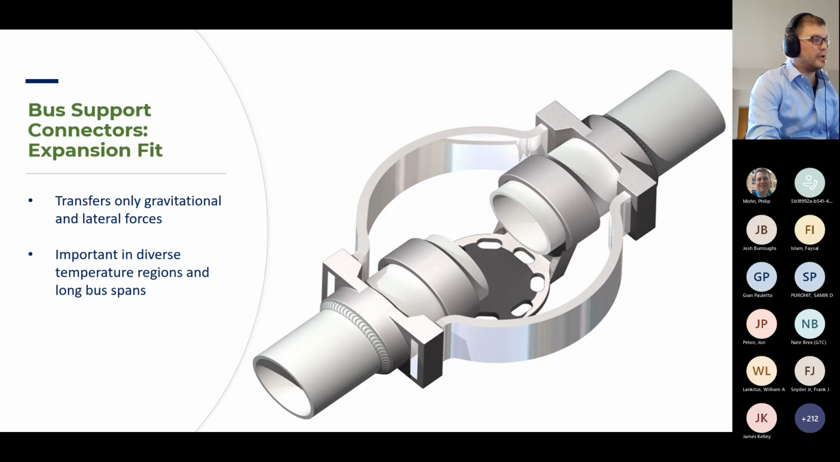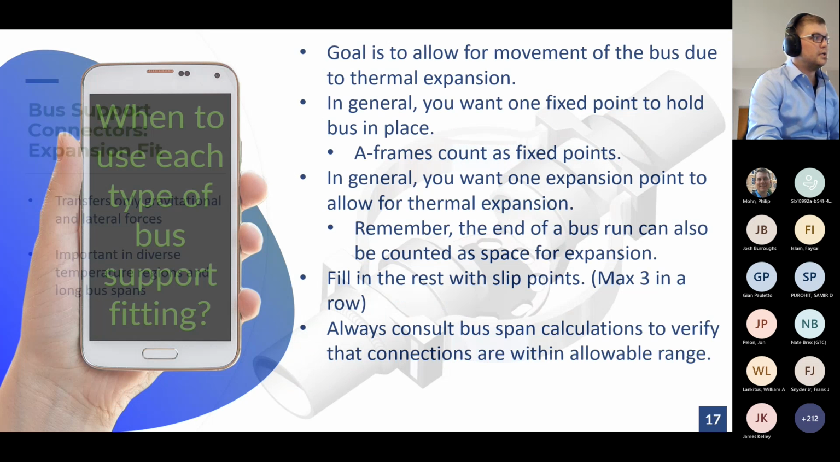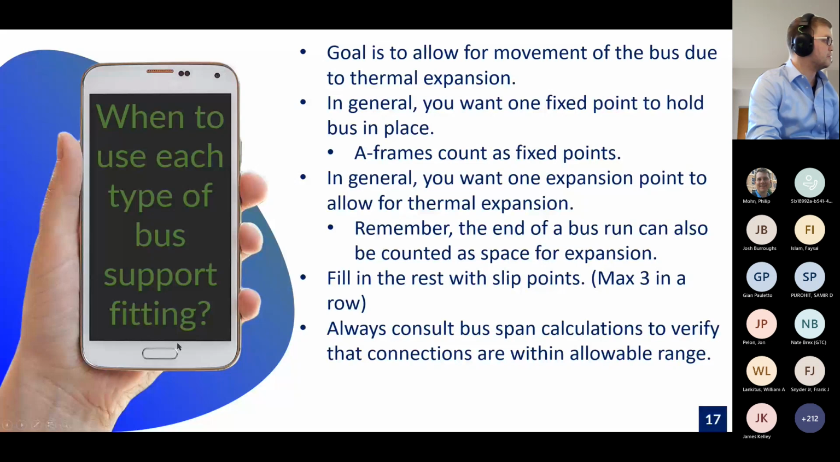But to dive a little bit farther into thermal expansion, to decide when would you actually use each type of bus support fitting, because the goal is to allow for the movement of the bus due to thermal expansion. Thermal expansion is the tendency of matter to change its volume in response to change in temperature, and thermal expansion always needs to be considered when choosing bus connectors. It's usually based on a 30°C rise over a 40°C ambient, and ultimately the temperature is based on a mass versus surface area, a heat generation versus a heat dissipation situation.